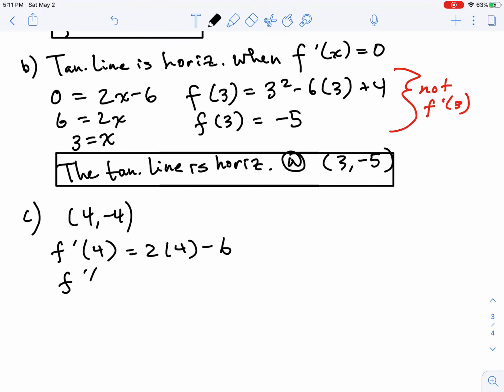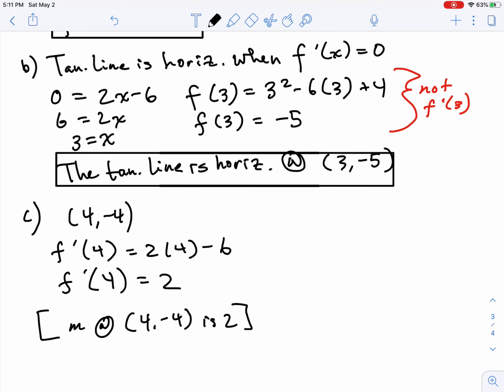So that's 2 times 4 minus 6. So f prime of 4 is equal to 2. In other words, we can say our slope at (4, -4) is 2. Now we're ready for our equation. Let's just go ahead and use point slope form. It's probably going to be the easiest one. So we can say y minus y1 is equal to m times x minus x1.